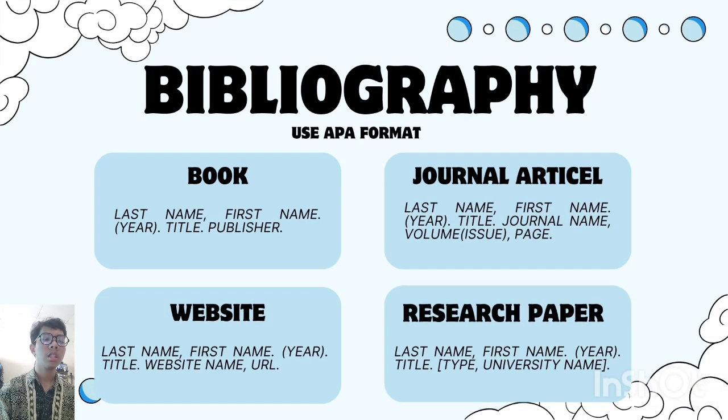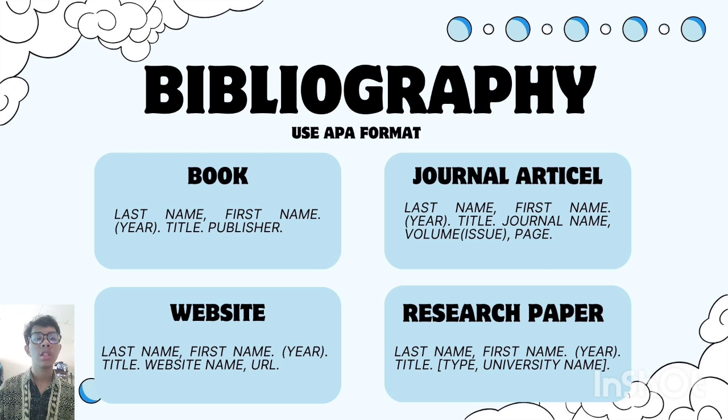Bibliographies. These are bibliographies using APA format. The first is book. For a book, we will include the last name of the writer, the first name, the publication year, the title, and also the publisher. And second, on websites, if we get the source from a website, we will include the last name of the writer, the first name, the publication year, the title, the website name, and also the URL.